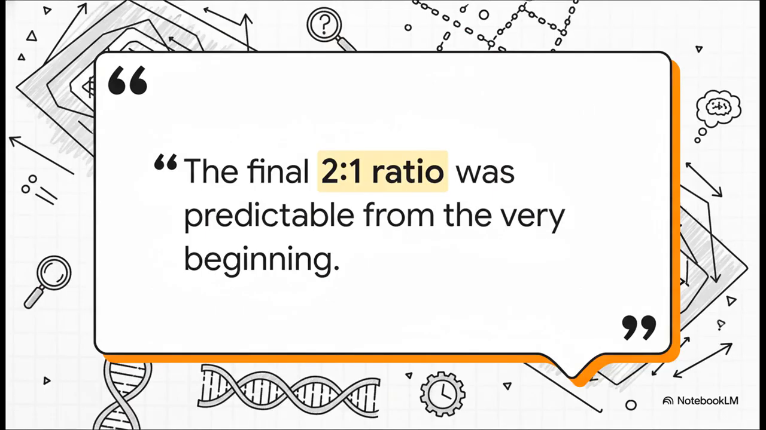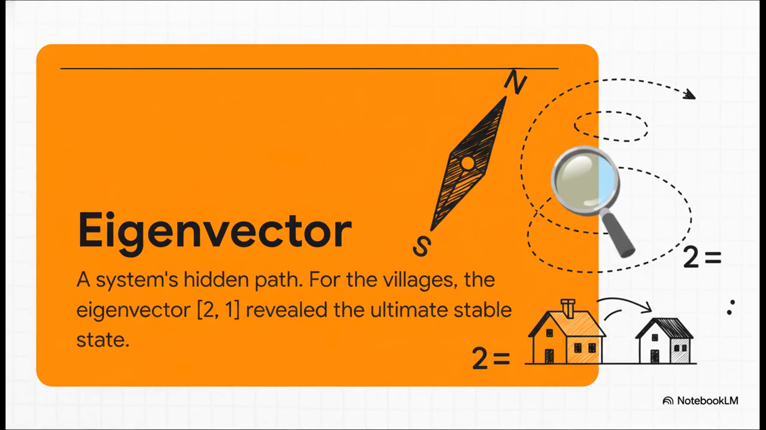But here's the absolute kicker. This final outcome, it wasn't a surprise, it wasn't random chance. It was mathematically guaranteed from the very second we set those migration rules. It was hiding in the system's DNA the entire time. So how in the world could we find that hidden destiny without having to wait 20 years?